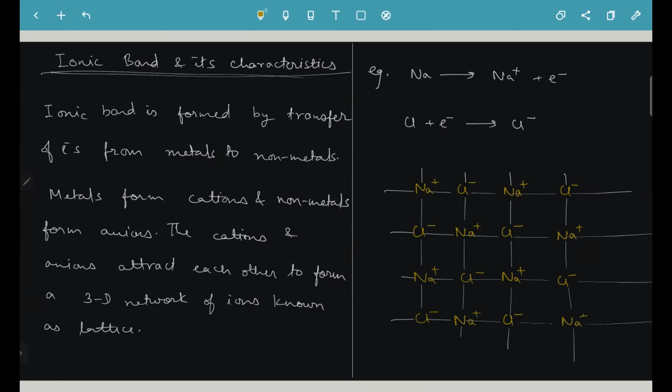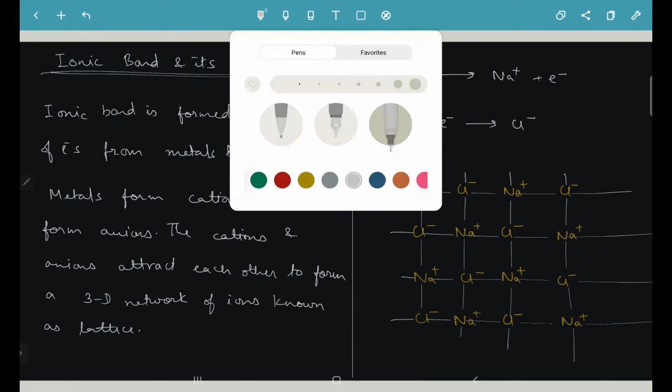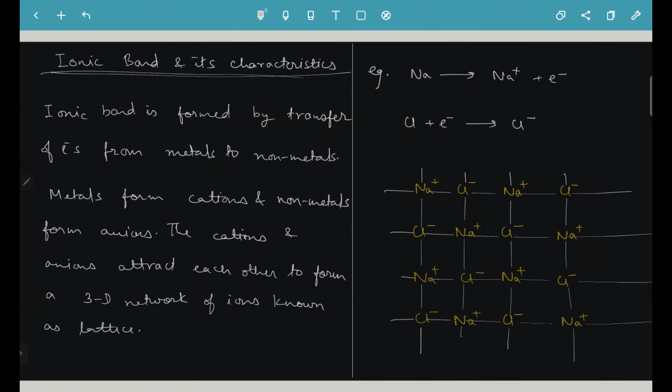Actually, I have made this 2D representation. It is actually a three-dimensional network. Here in 2D you see each sodium is surrounded by 4 chloride ions, but actually in 3 dimensions there is one chloride above and one chloride below as well. Effectively each sodium is surrounded by 6 chloride ions, and each chloride is surrounded by 6 sodium ions.